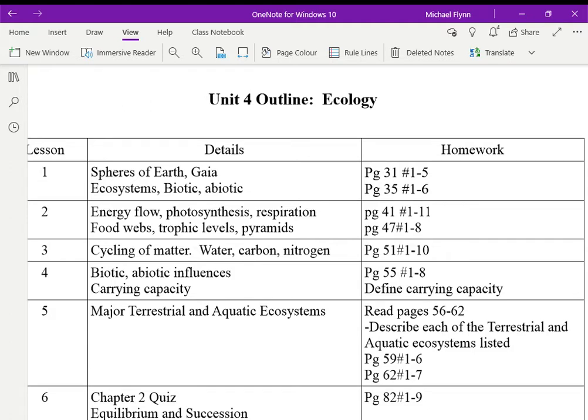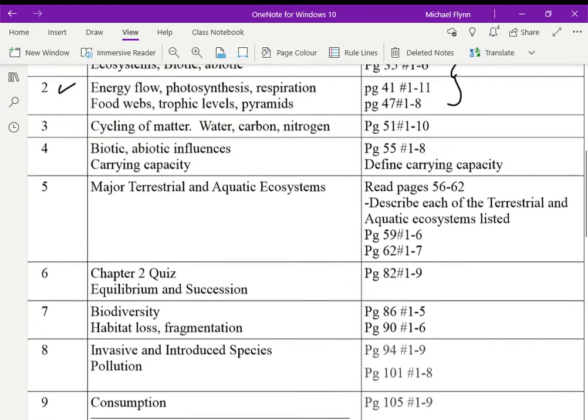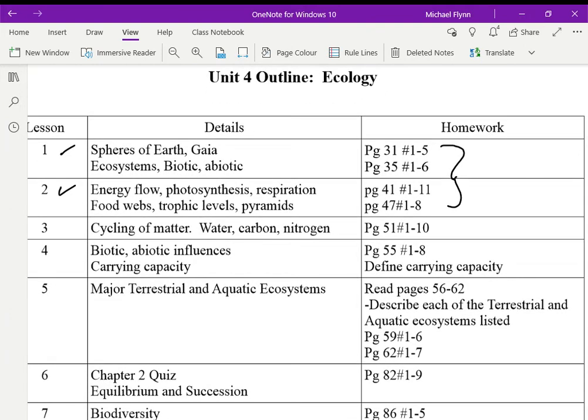So I'm going to go through a few of these things today. We'll do this one and this one, lesson 1 and 2. But remember, this homework that you see here, we're going back to using textbook homework. That homework is not until Monday. You want to start looking at that. We may not get a chance to get through all of ecology, so just keep that in mind.